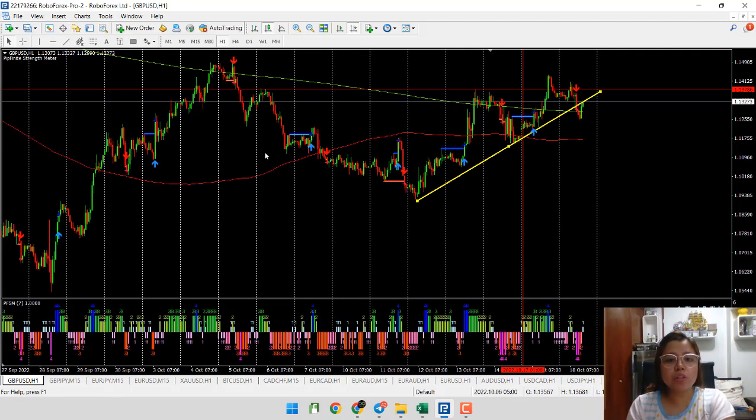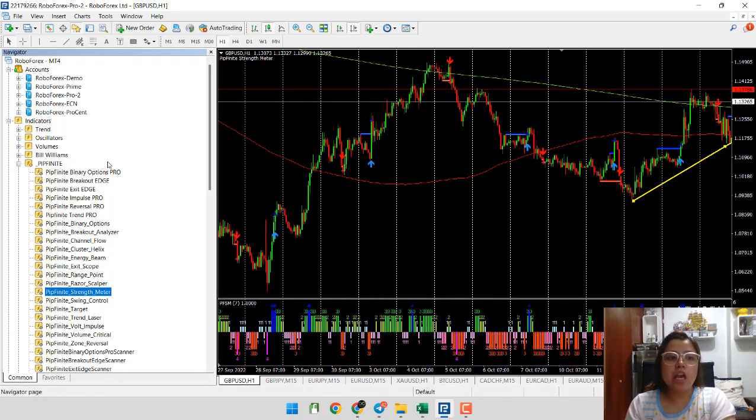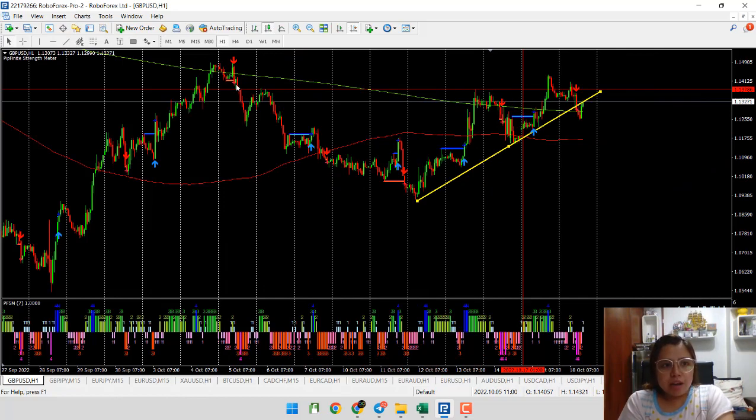So in case you would want to see all the indicators that will help you during your analysis, all you have to do is just click on Control plus N, and then you will be able to see your navigator pane. So here you will be able to find all your Pipfinite tools or all your paid tools or all tools that you have installed in your platform, and easily you can just drag and drop those tools to your charts so that you will be able to load them easily. And then if you're done with it and you don't want it in the way, all you have to do is just click on Control plus N and you will be able to hide it.